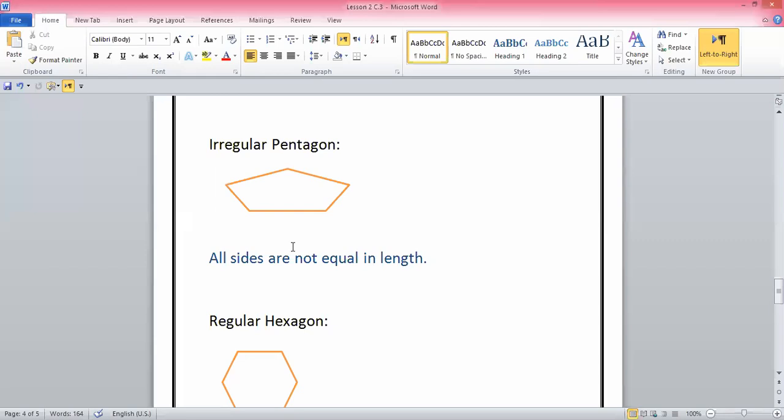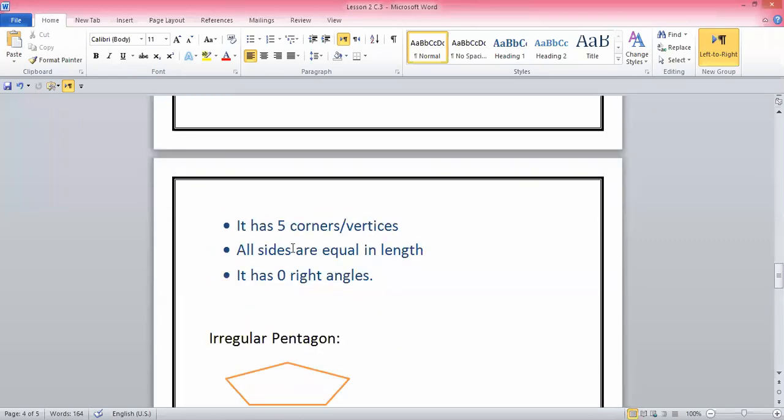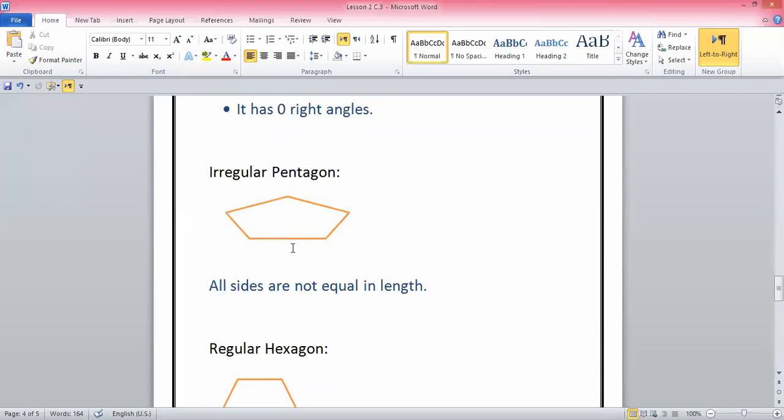This is an irregular pentagon. It has the same properties as a regular pentagon. We did not repeat it here. It is also having 5 sides, 5 corners, no right angle. The only difference between a regular pentagon and an irregular pentagon is that in an irregular pentagon, sides are not equal in length. This is shorter, this is longer, right? So when all sides are not equal in length, you will say it is irregular, whether it is a pentagon, a hexagon, or an octagon, no matter.